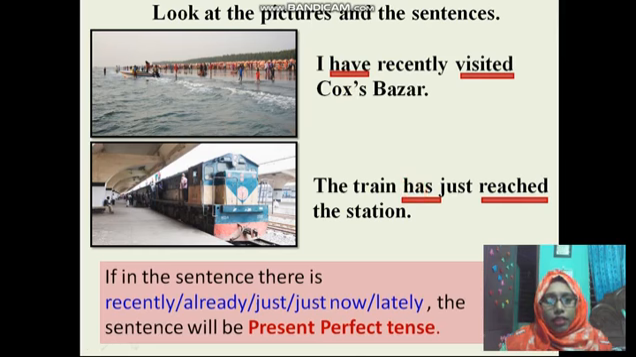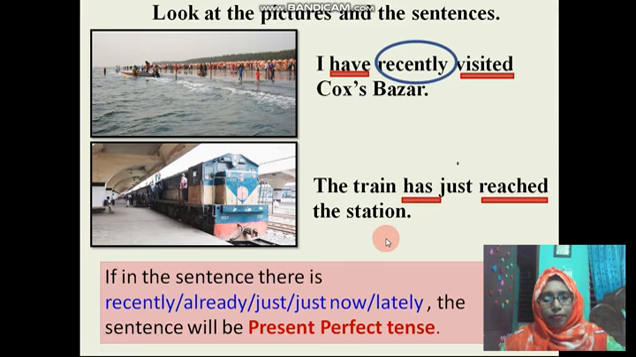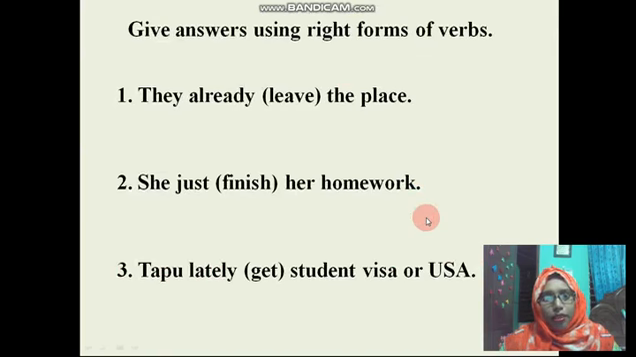If in the sentences there is recently, already, just now, lately, as recently, just, the sentence will be present perfect tense. If in a sentence there is a word recently, just, already, just now, lately, the sentence will be present perfect tense. You see, recently, just, that's why these two sentences are present perfect tense. Now try to give the answer.